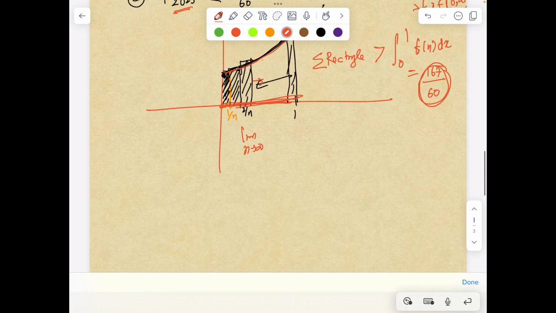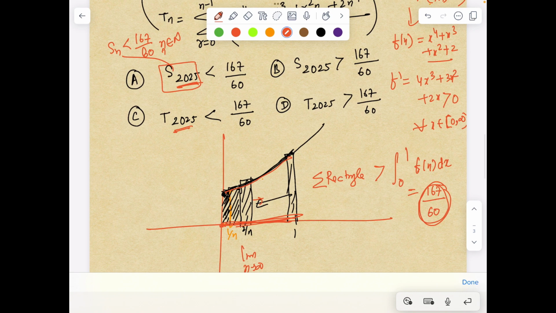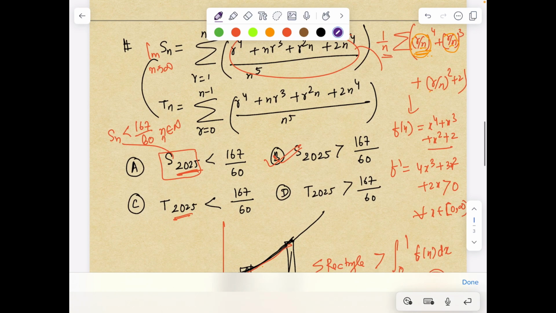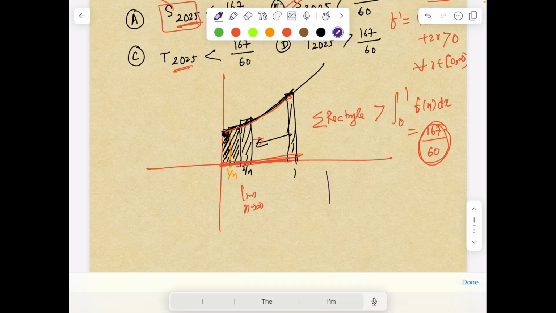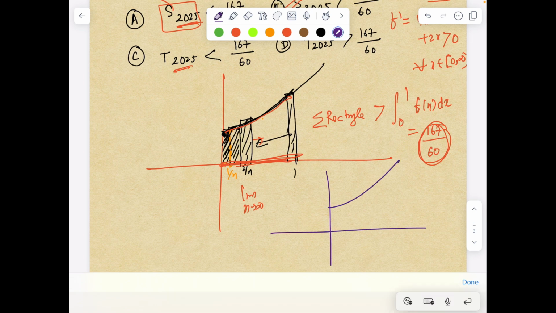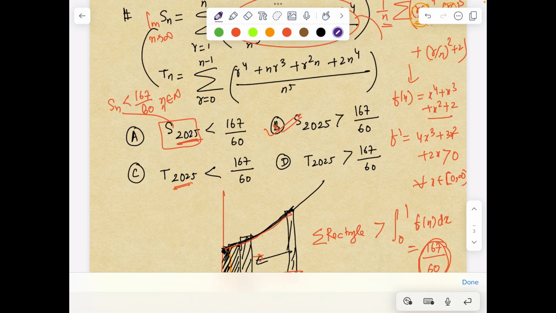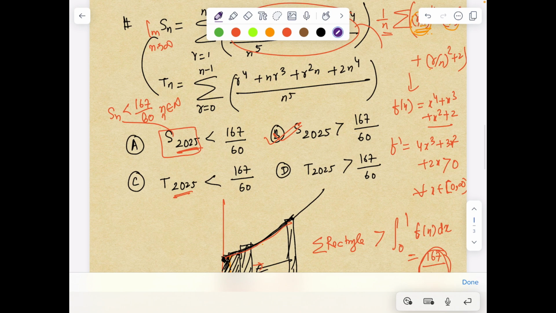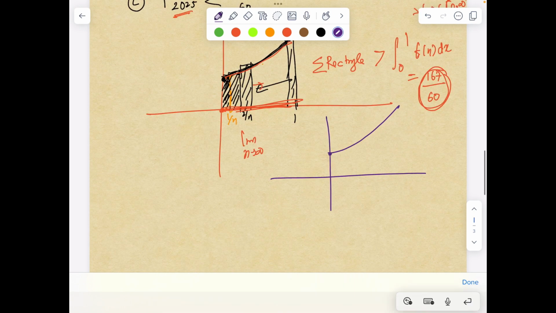So that shows the value of Sn will be more than 167 by 60. So option B is correct. Similarly, now you can take the second option. If it starts from 0, the first term will give you f of 0 times 1 by n, right? So f of 0 will be exactly this side times 1 by n.